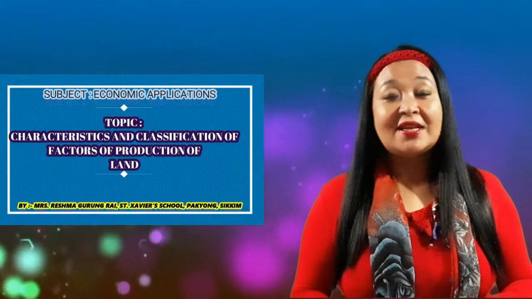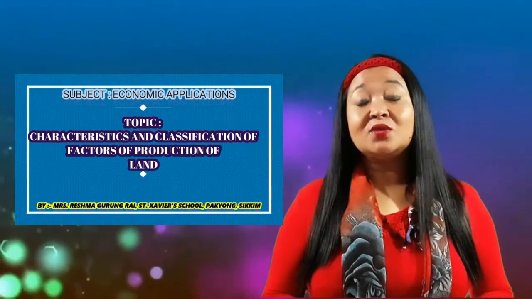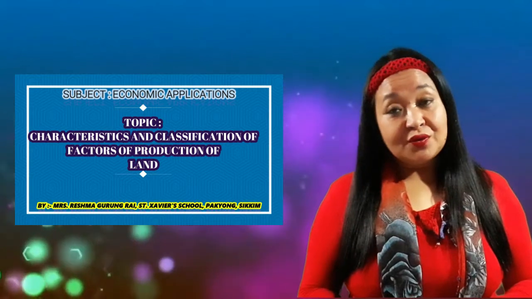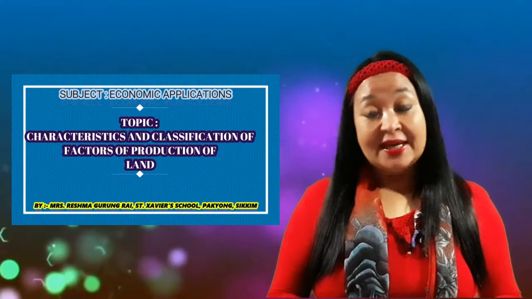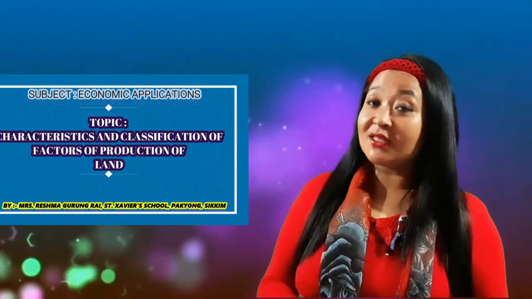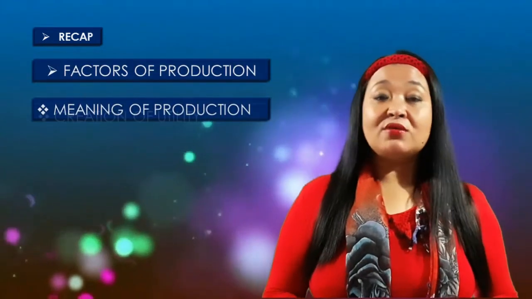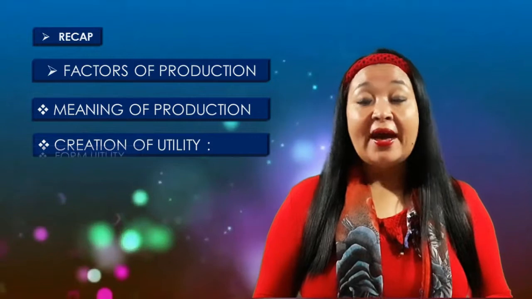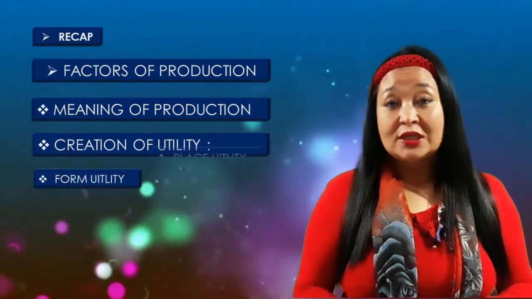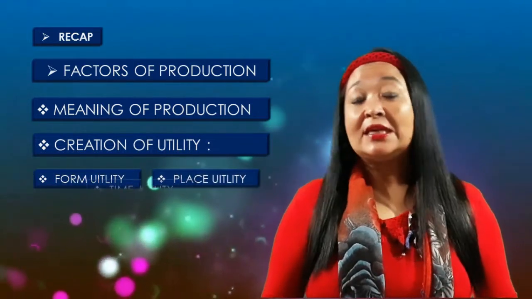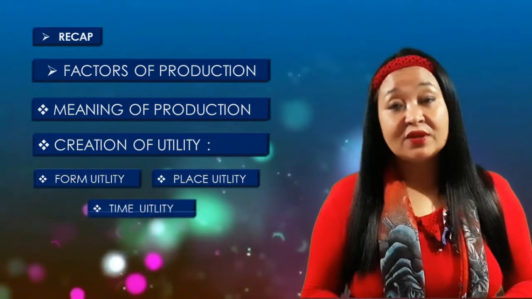Well, in today's class of economic application, we shall continue the lesson which we had started in the last class. Before we go on to discuss what we are going to do today, a bit of a recap on what we did in the last class. We talked about production, especially the meaning of production, and we also discussed the creation of utility and discussed in detail the four types of utility, that is form utility, time utility, place utility, and service utility.